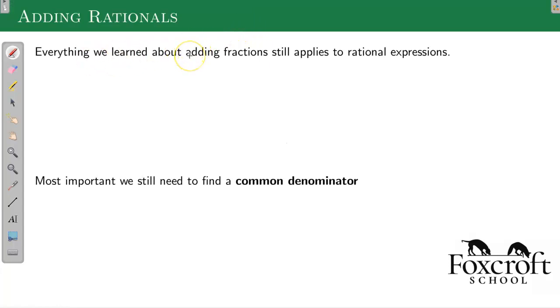Everything we learned about adding fractions still applies to rational expressions because they're still fractions. Mainly, when we're adding them, we need to get that common denominator. So we have to make sure the bottoms of our rationals are exactly the same before I try to add them together.